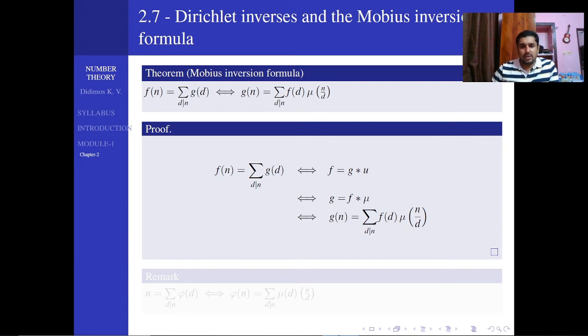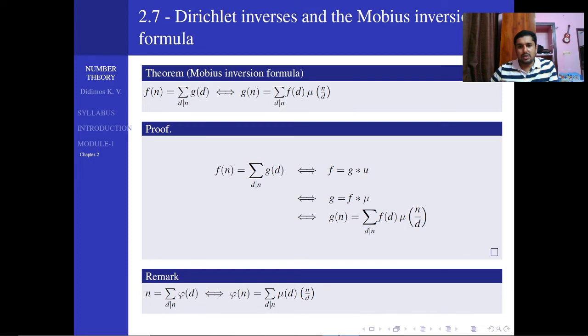Okay, so we start with the LHS. f of n is equal to sigma d divides n g of d. That implies f is equal to g star u, because u of n is equal to 1 for every n. So we can insert a 1 in the right hand side of the first equation. Then that can be translated to f is equal to g star u. We know that mu is the inverse of u. Then by operating mu on both sides of the equation, we will get g is equal to f star mu. Then that can be translated to g of n is equal to sigma d divides n f of d mu of n by d. This is nothing but the theorem.